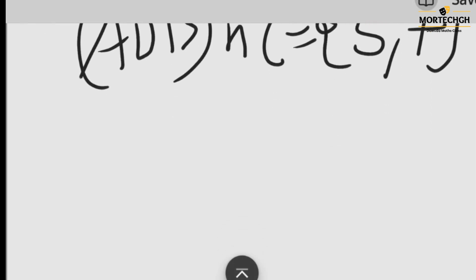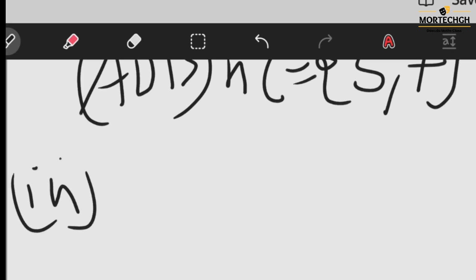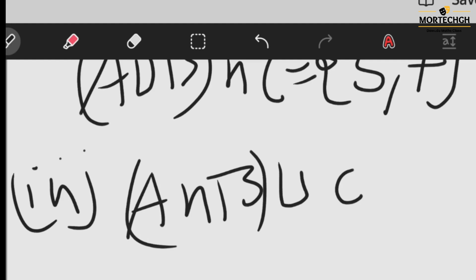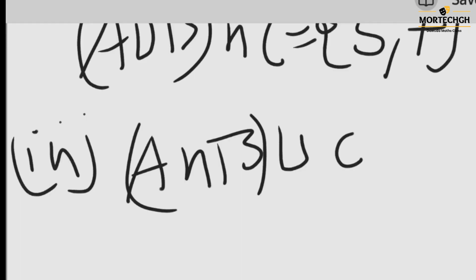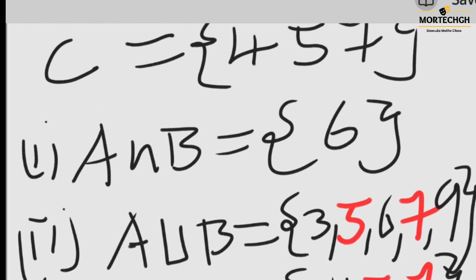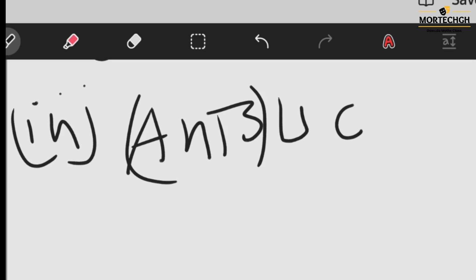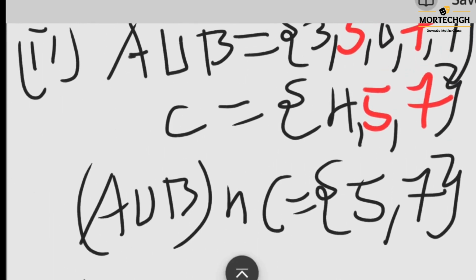And then we have (iii). Find A intersection B union C. To find A intersection B union C, we have to first of all find A intersection B. Then from the above, we found A intersection B in (i). From (i), A intersection B was 6. So A intersection B was a set having 6 as an element. And then C, from above here, C is equal to 4, 5, 7.